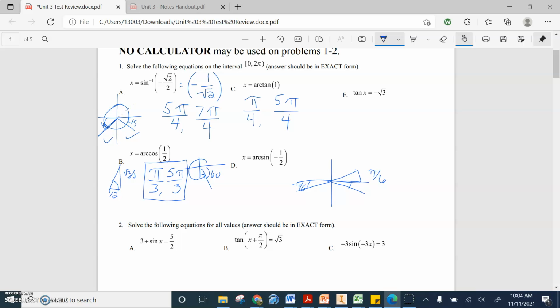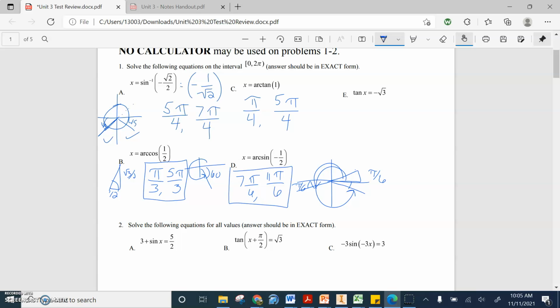So when you look at that in the big picture, sine of negative a half, this first one is 7 pi over 6. And then this one all the way around to here, that is 11 pi over 6. And that's your answer there.